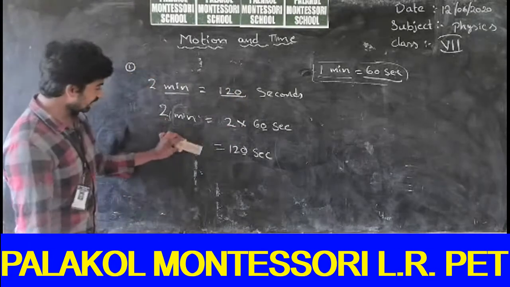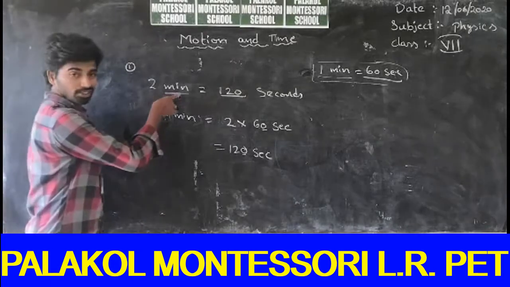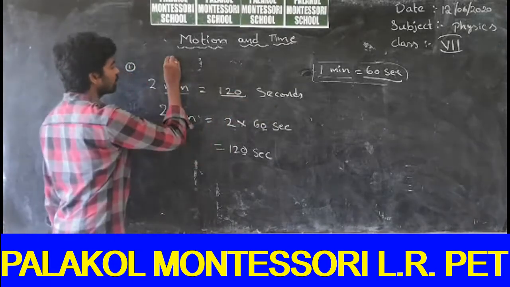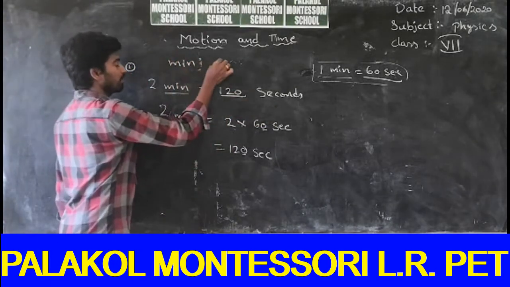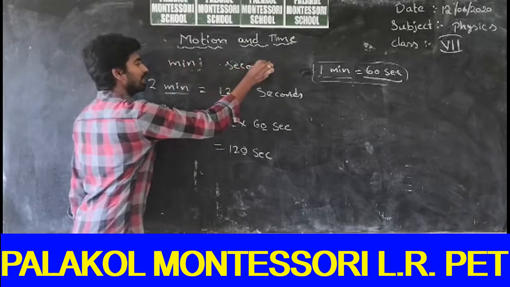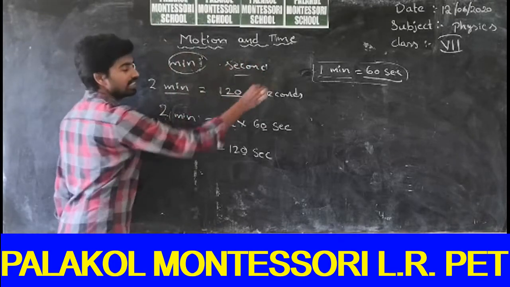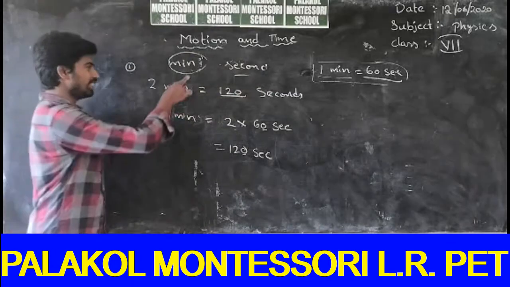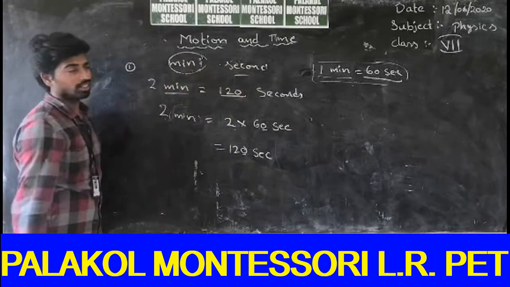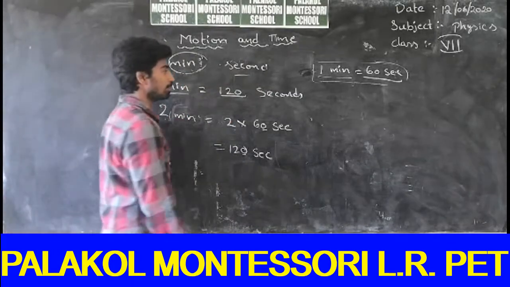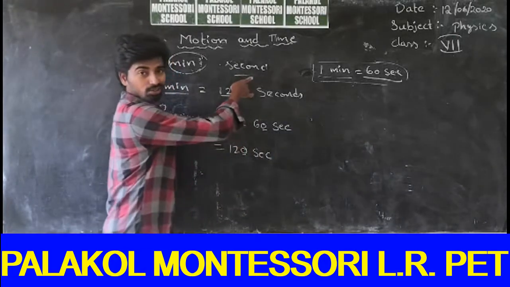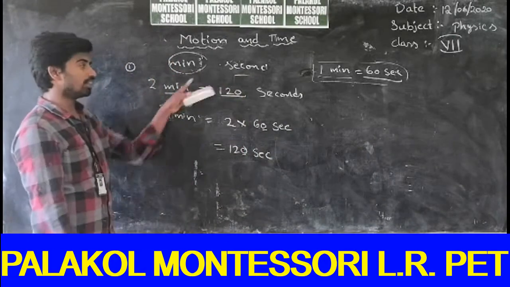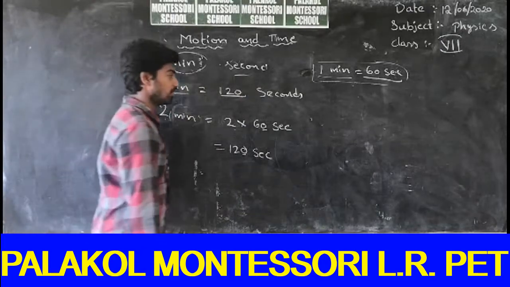So it is easy to convert a larger unit to a smaller unit. Here which one is larger, minute or second? Minute is the larger one and second is the smaller one. So it is easy to convert from larger to smaller units. Let us see an example to convert from seconds to minutes.